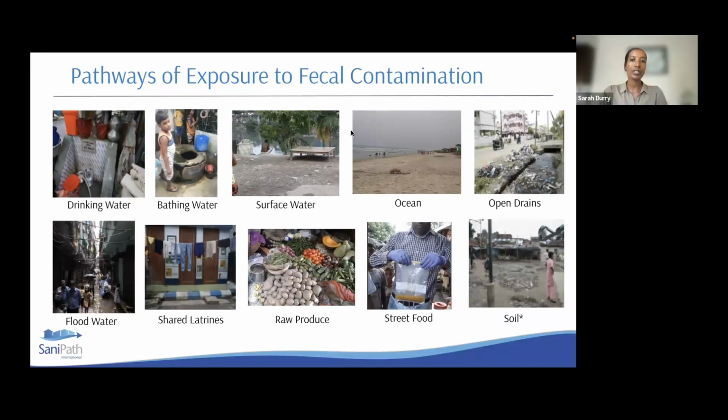So this slide illustrates the different pathways of exposure to contamination that we examine in the SaniPath assessment. Some of these exposures are through direct ingestion, such as drinking water or eating raw produce or street food, while others are indirect through physical contact with flood water, surface waters, shared latrines, open drains, bathing water, or soil. Fecal exposure from each pathway can be compared through a common metric of E. coli units, MPN or CFU per month.